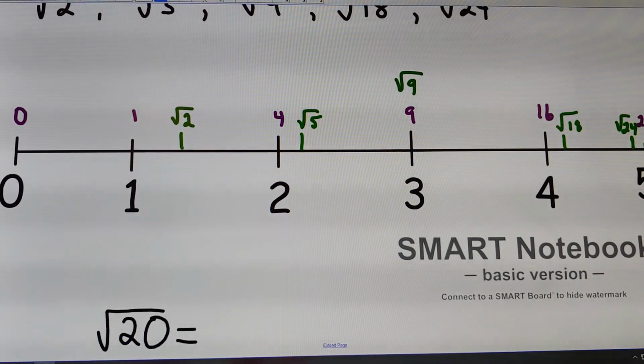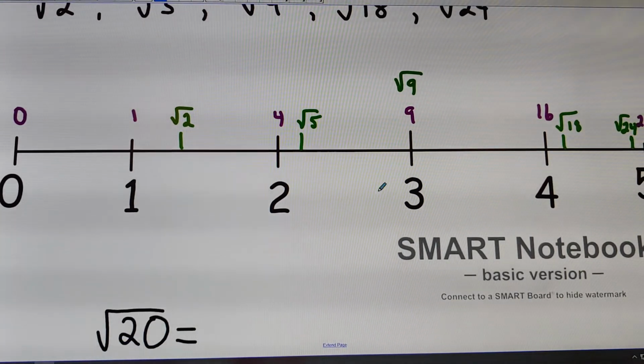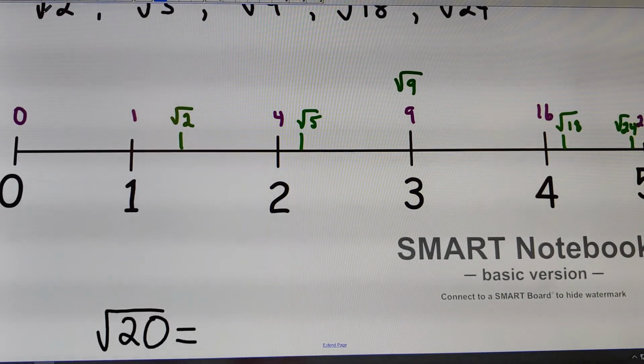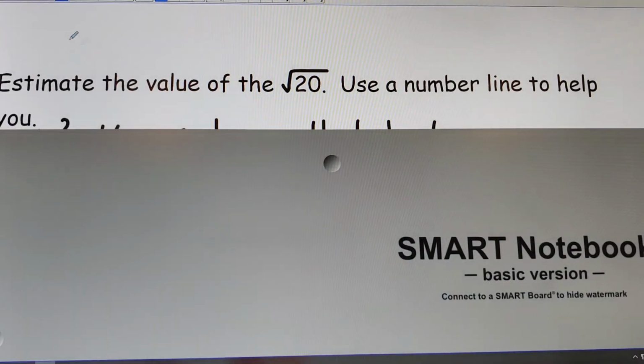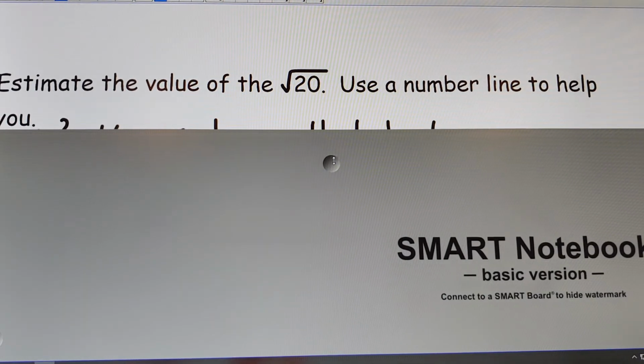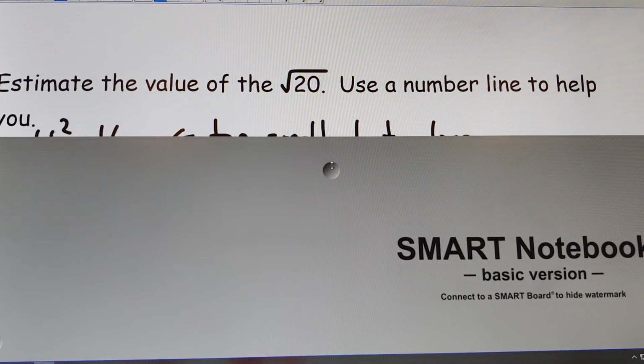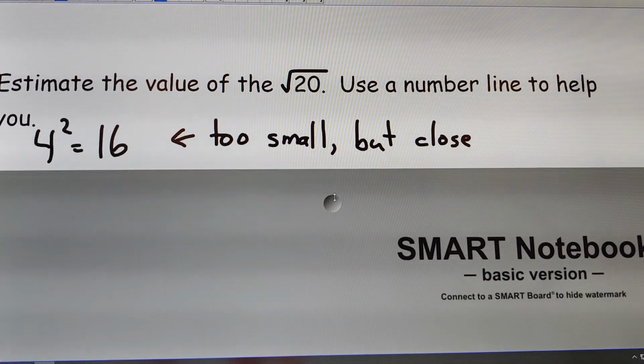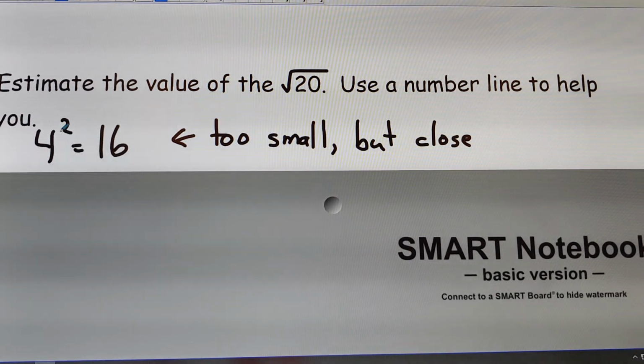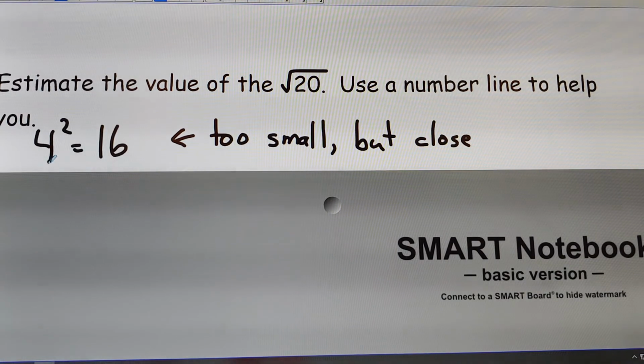Then down at the bottom, you can see that they're asking us to figure out square root 20. So using the same kind of thing, okay? I'll use a number line. And we're just going to start with some common squares. So we know that square root 20 is going to be bigger than 4 on a number line because 4 times 4 is 16. So we're close.